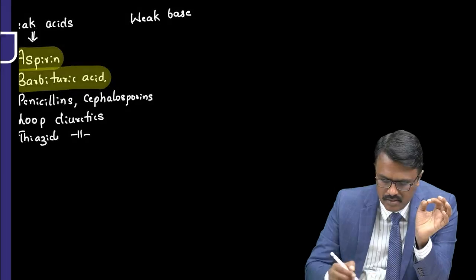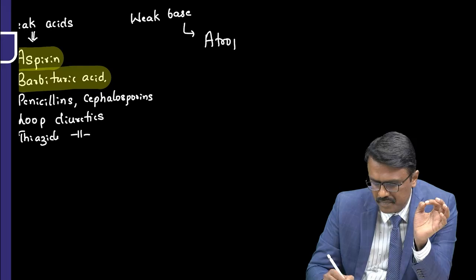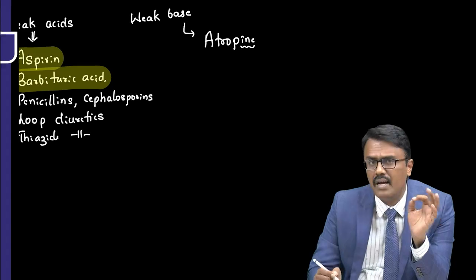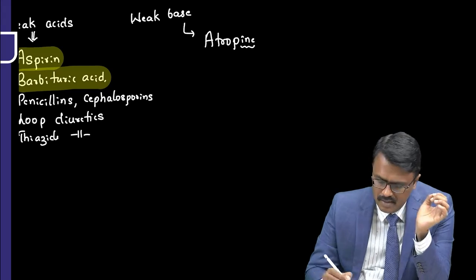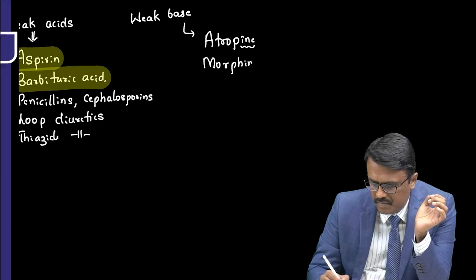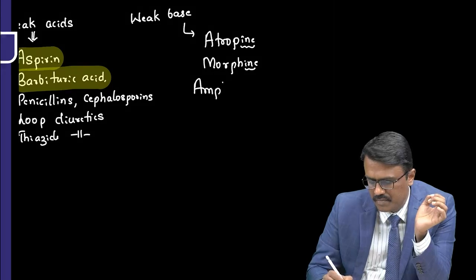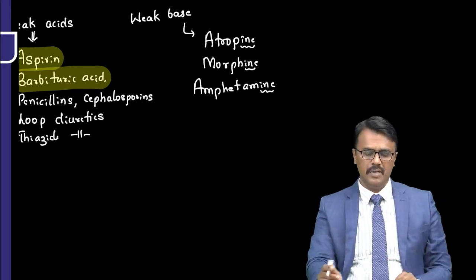Weakly basic drugs, example is a drug by the name atropine. Remember, these drugs usually end with INE. It's not a general rule, usually they end with INE. Then a drug by the name morphine. It also ends with INE, and amphetamine. Okay, so these are weakly basic drugs.